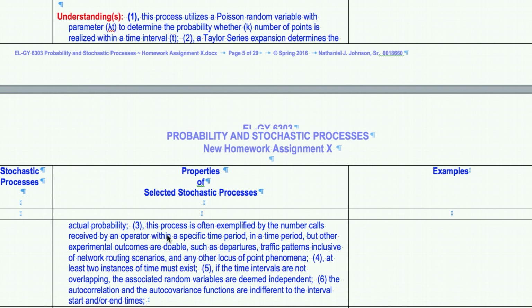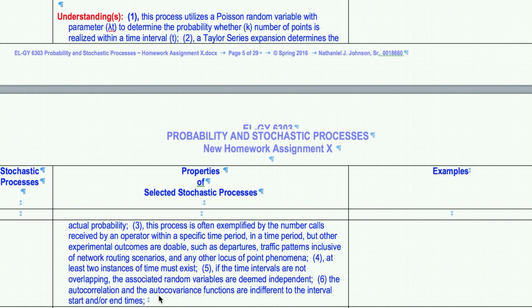Three, this process is often exemplified by the number of calls received by an operator within a specific time period. But other experimental outcomes are doable, such as departures, traffic patterns, inclusive of network routing scenarios, and other locus of points phenomena. Four, at least two instances of time must exist. Five, if the time intervals are not overlapping, the associated random variables are deemed independent.